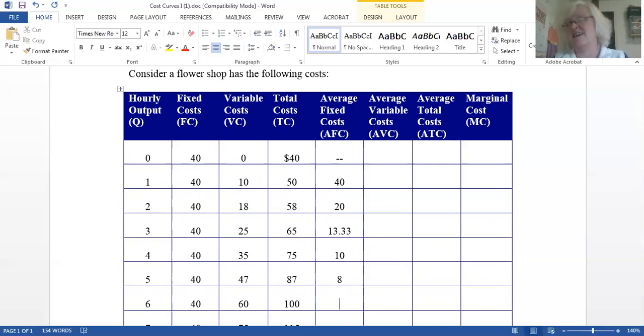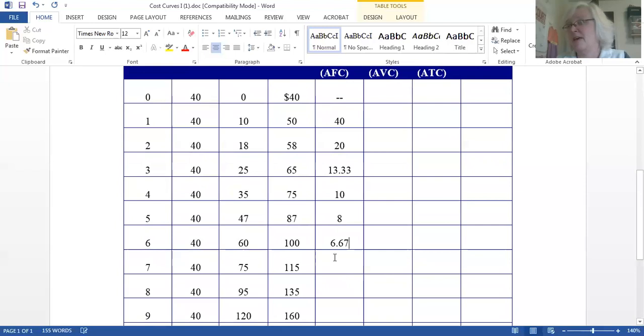It's going to be less than 8, so let me get the calculator out just to make sure I don't lie to you guys on this one. It's not as simple. I have an instinct of what it is. 6.67. So 6.67. And then 40 divided by 7, 5.71.